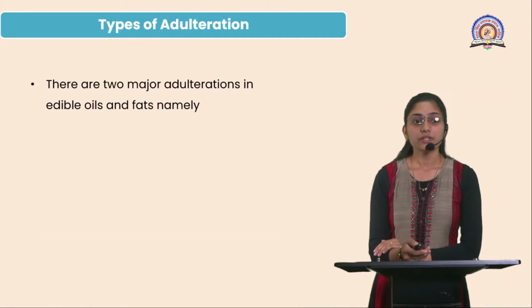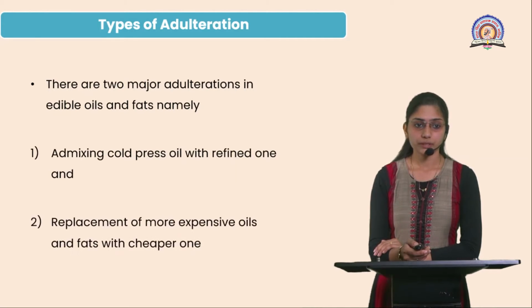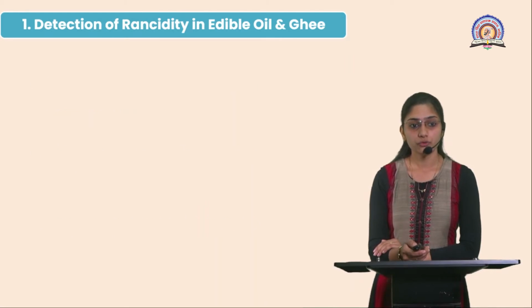Now there are different types of adulteration. The first adulteration method is admixing a cold-pressed oil with a refined one, and the second type of adulteration is replacement of more expensive oils and fats with a cheaper one. By using these two methods of adulteration, you can adulterate the food.